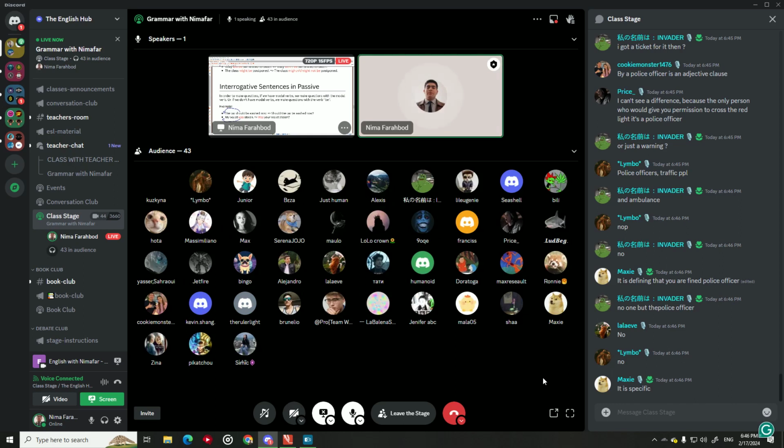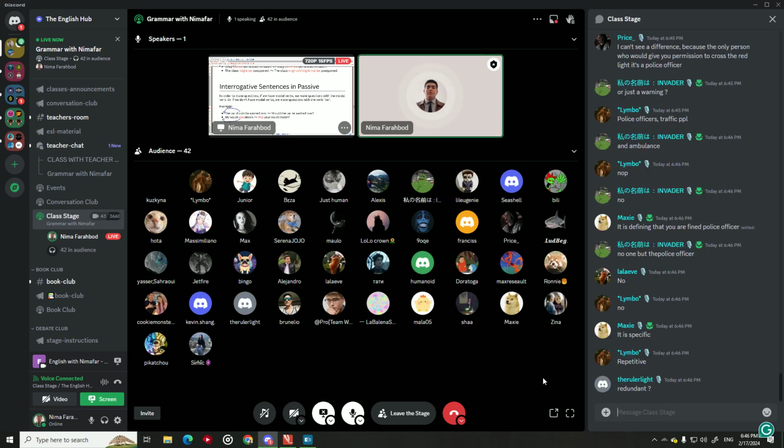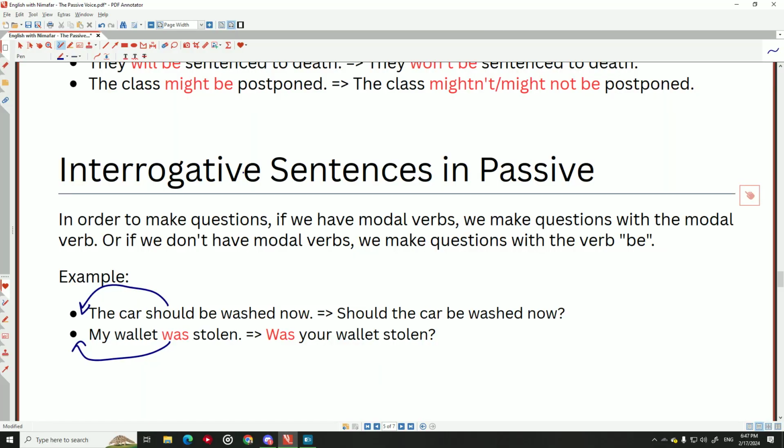So if you say I was fined for crossing a red light by a police officer, that's not okay because you're actually repeating something. Exactly, we have repetition, and you're just saying something twice. I know the only person who can fine is a police officer. You don't need to say it. So it can help your fluency, so that you speak better. Sometimes it's obvious.